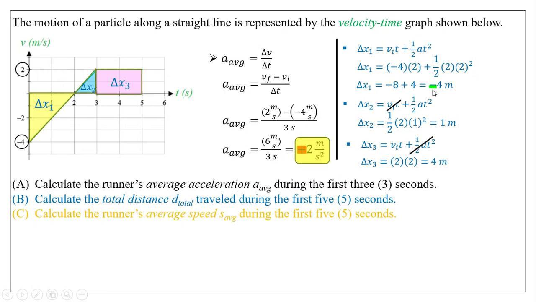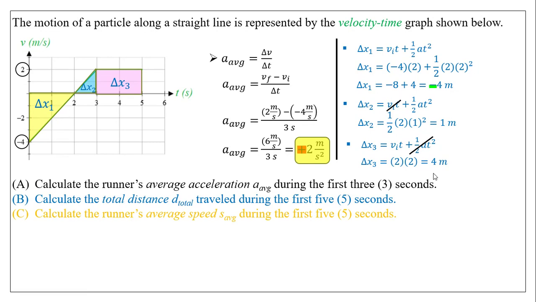We got the same values here, -4 meters, 1 meter, and 4 meters, just like we did using the concept of finding the area beneath the velocity time graph. All right, so that's that. So that's just to help you out. So for part B, again, if it asks you to find distance, you don't care about the negative sign. You just go 4 plus 1 plus 4, which is 9 meters.